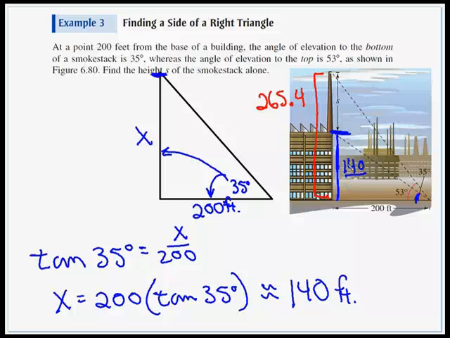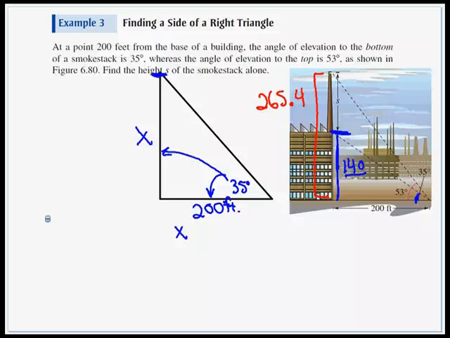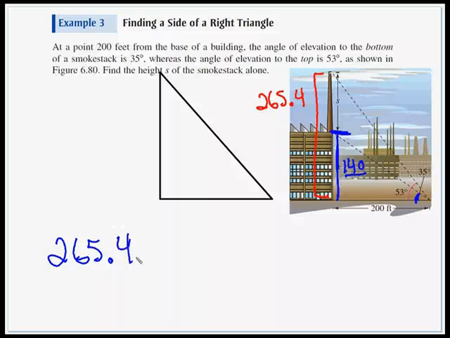So what's the height of just the smokestack? Well, see, the overall height was 265.4 minus the height of just the building, and we'll get the smokestack by itself. So if we subtract there, we're going to get 125.4 feet for just the smokestack.